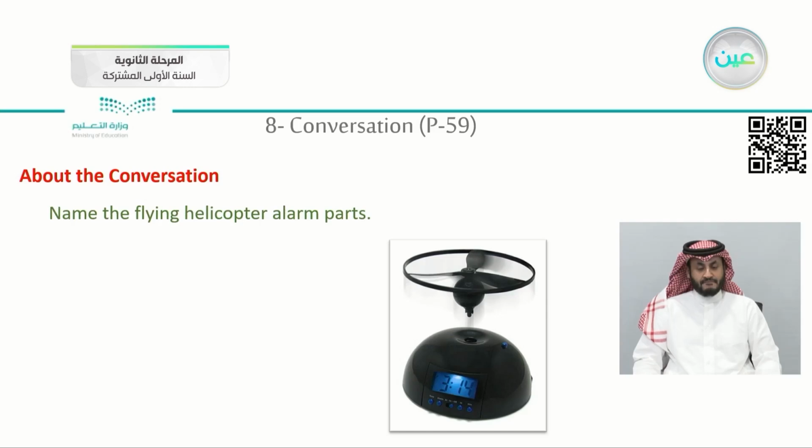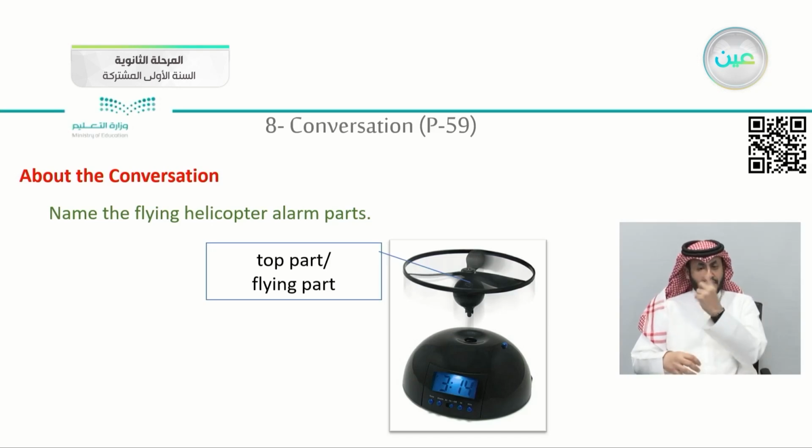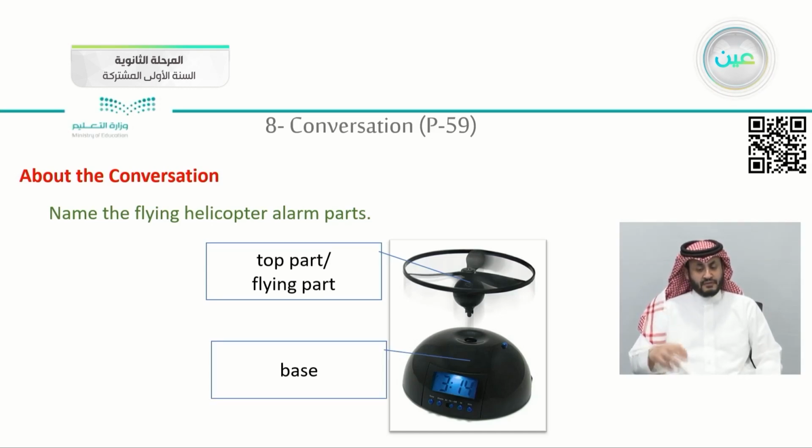Can you name the parts of the flying helicopter alarm? Two of them were mentioned, and they are the main ones. The first part is the top part, or the flying part. Just like the wings, it will fly. And the second one is the base. It is the base that will be on your desk. It will never fly. You will put the flying part on it, so it will stop ringing. So it consists of two parts, the top part and the base itself.